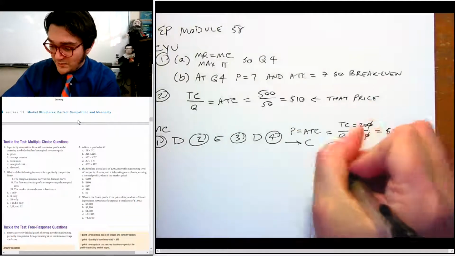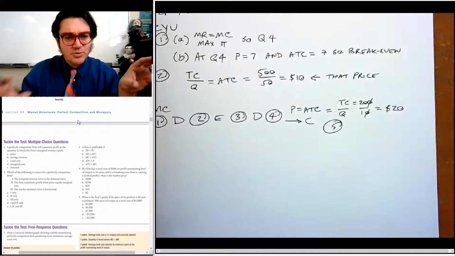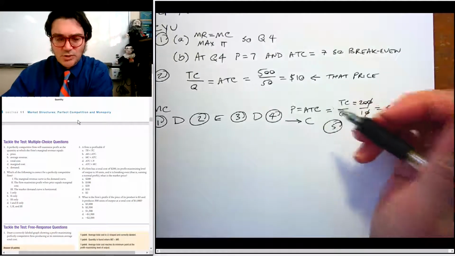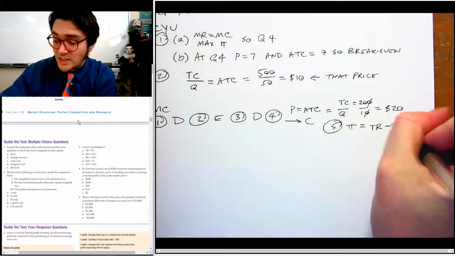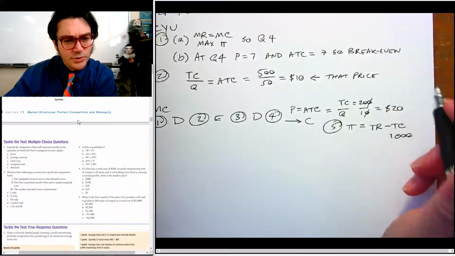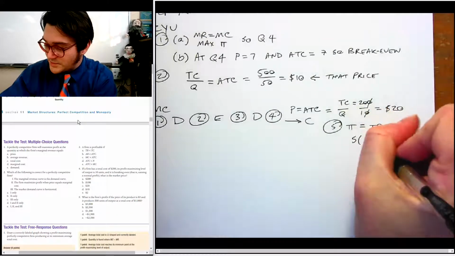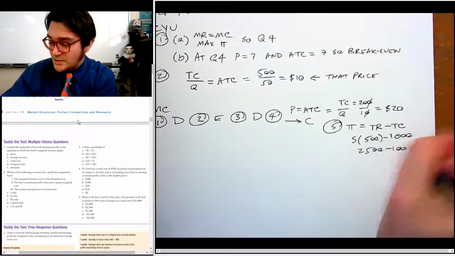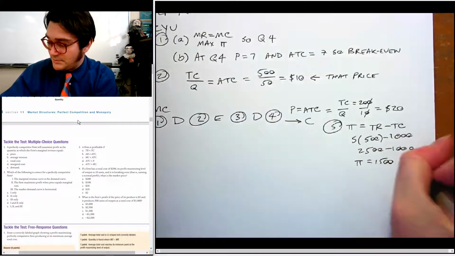And for number 5, what's the firm's profit if the price of its product is 5 and it produces 500 units of output at a TC of 1,000? So this one's just total revenue minus total cost. Profit equals total revenue minus total cost. We're given total cost of 1,000, and total revenue is 500 times 5, so that's 2,500 minus 1,000. So profit equals 1,500, and the answer is C.